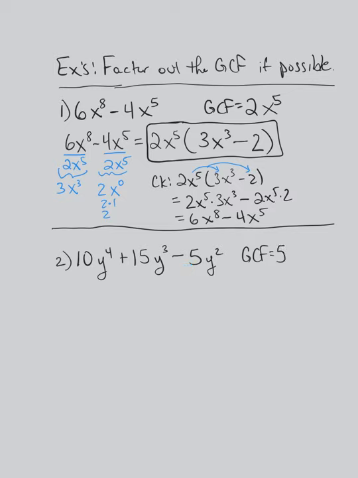So the number part is 5. Now, if the variable is going to be in our GCF, it needs to appear in every term. Notice that there's a y in every term, like that. So y will be part of the GCF, and what is the smallest power it appears to? The second power. Okay, so our GCF is 5y to the second.